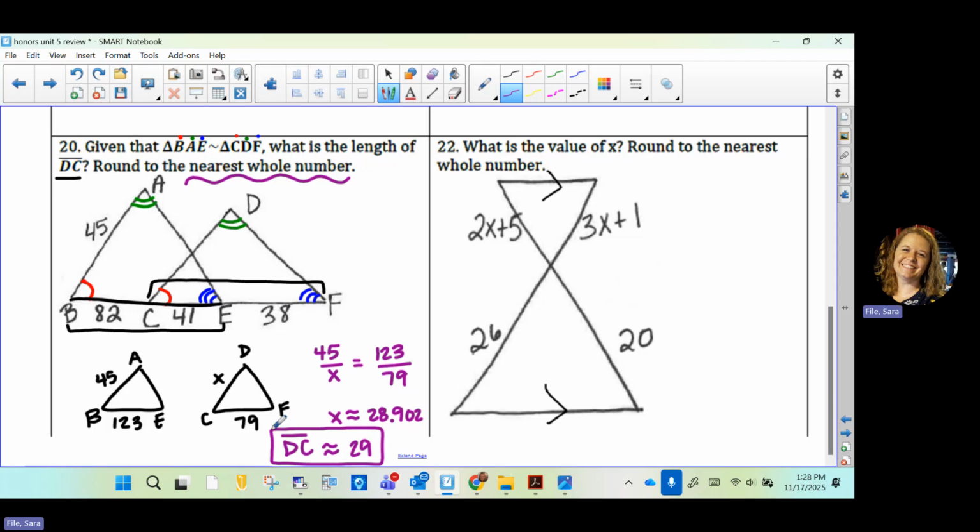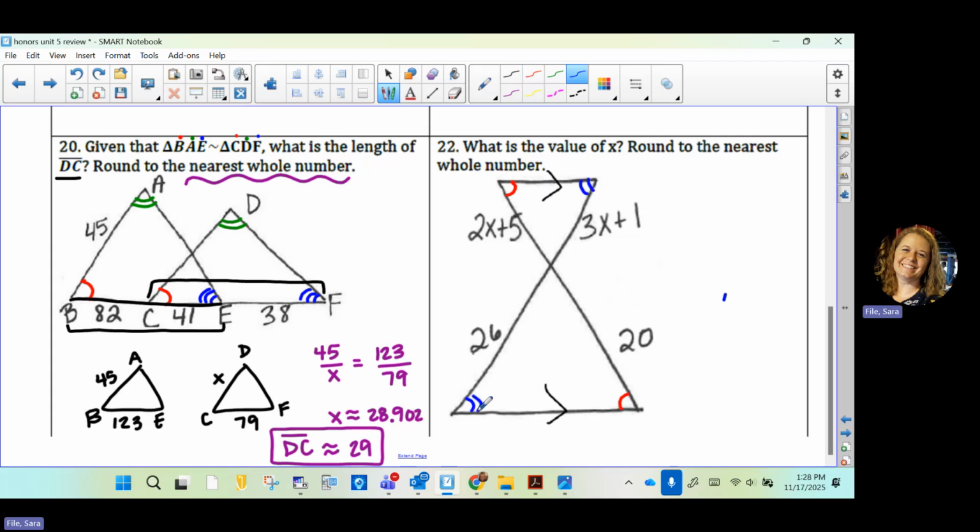All right, on 22, we've got the parallel markings on the top and bottom sides of those triangles there. It says, what's the value of X round to the nearest whole number? Now, because these are parallel, I know the triangles are similar because parallel lines and a transversal tell me the alternate interior angles are congruent.